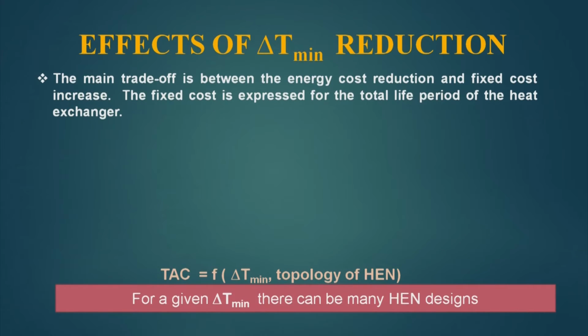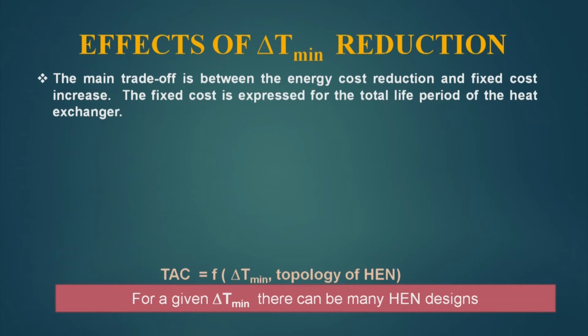The main trade-off is between the energy cost reduction and the fixed cost increase. So, when we decrease the delta T minimum, our energy cost reduces, but the fixed cost increases. So, there is a trade-off between these two factors.